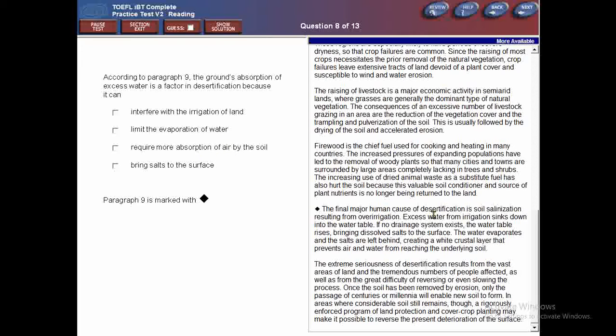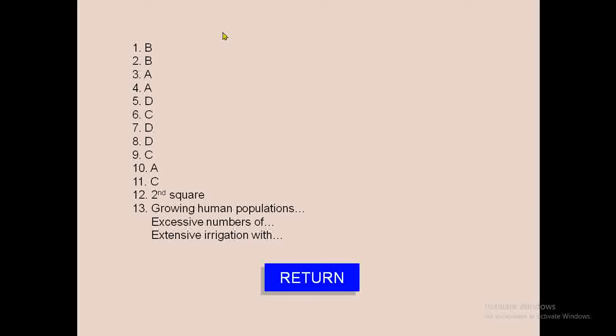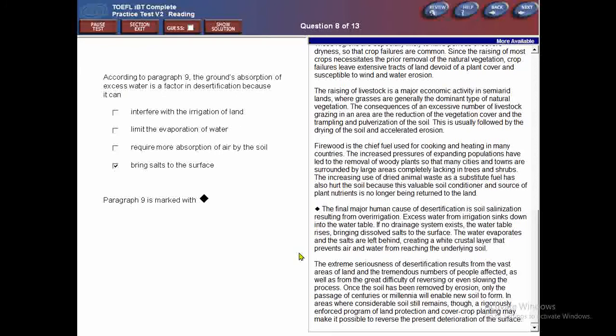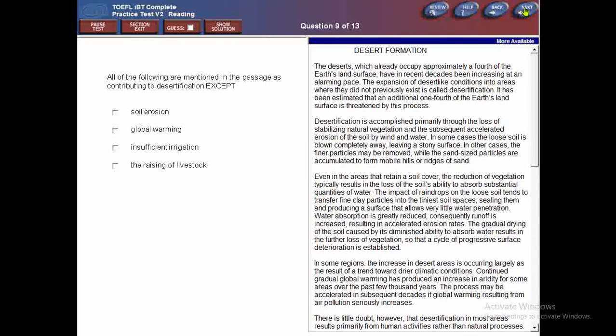Air and water is also a, what is soil? Soils, you have also said. Okay, the water table rises, bringing the dissolved salt to the surface. So what is this? I think this is the answer. Choice is D. Let's check. D. Okay. And I think that you can catch up and answer these questions. Now go to the next question.